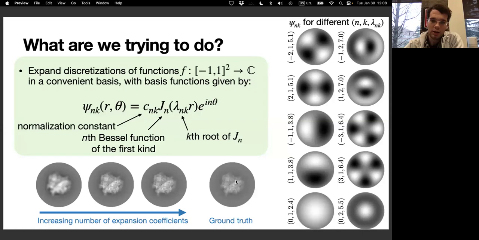That's going to be the object of the talk. We want to be able to do expansions like this. In fact, these images were generated using the fast algorithm that I'm going to present.